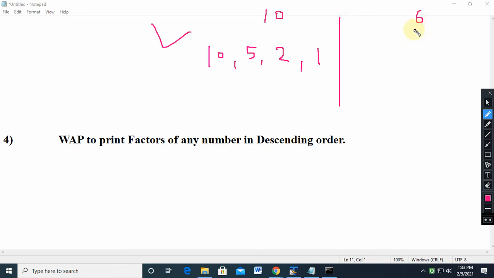If you have entered 6, so what will be the... Pardon? Sir, it should be in the reverse order. Descending order and the reverse order both are the same thing, beta. Yes, sir. Thank you. Sir, now it is correct, sir.